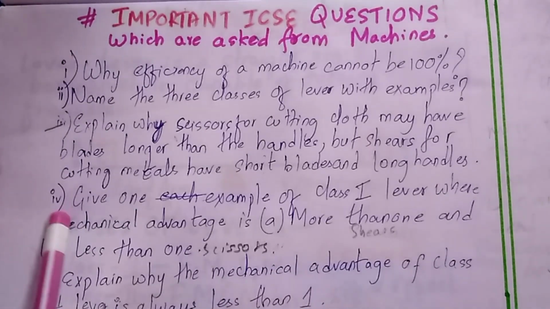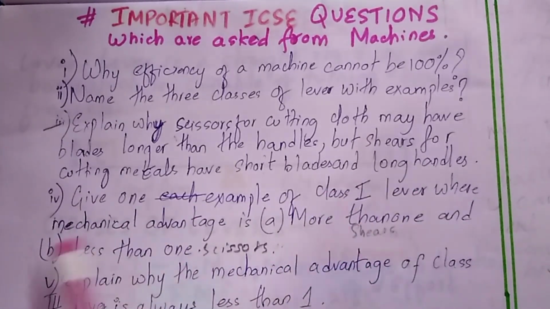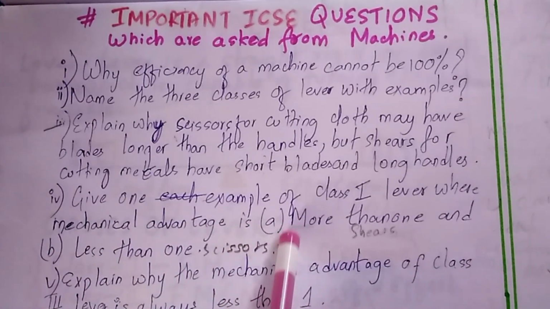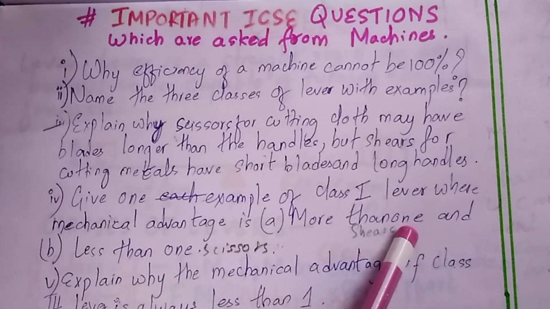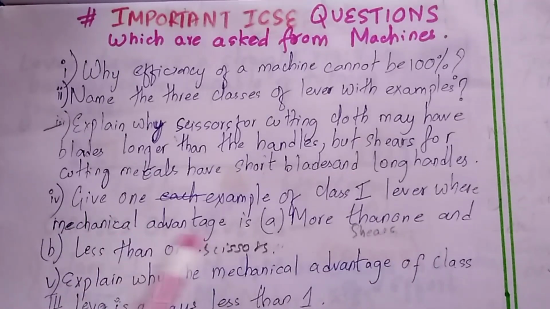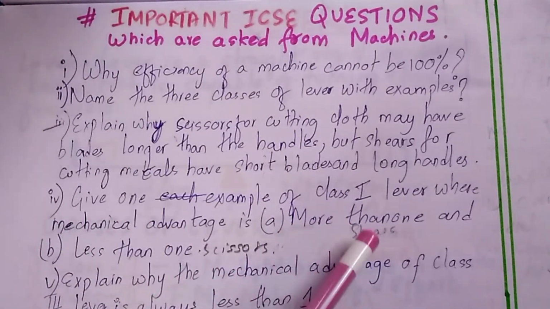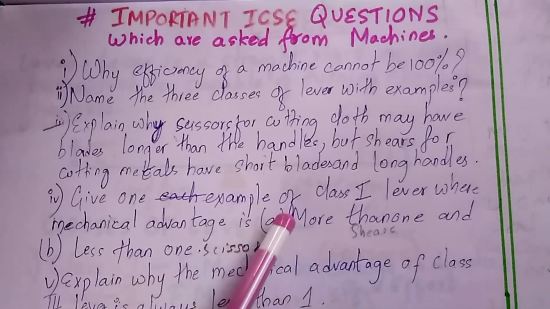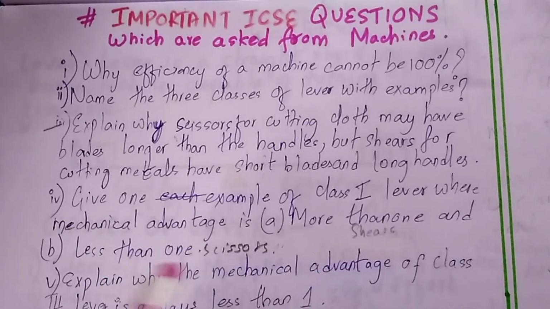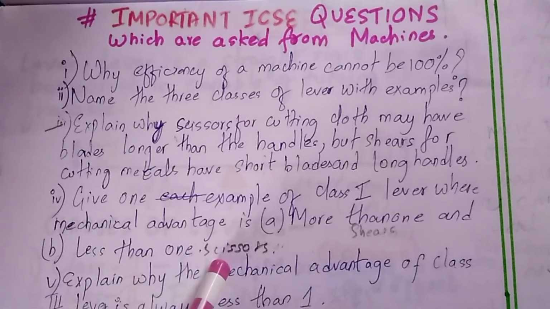Number 4. Give one example of class 1 lever where mechanical advantage is more than 1. So the example of class 1 lever where the mechanical advantage is more than 1 is shears, and example of class 1 lever where mechanical advantage is less than 1 is scissors.